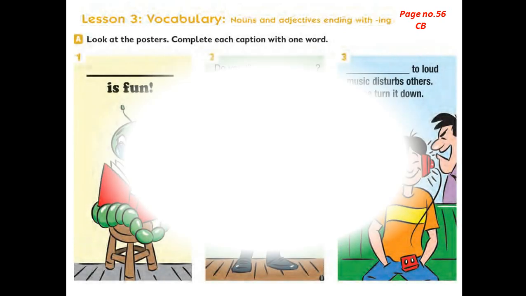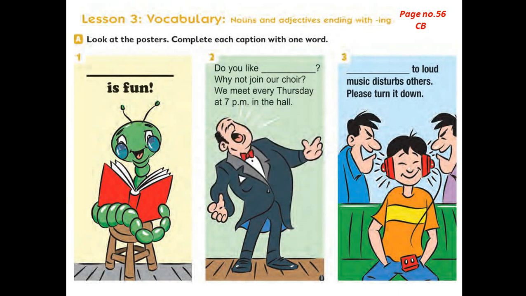Lesson 3, vocabulary, nouns and adjectives ending with ing. Page number 56, course book. Open your course book, page number 56. We have Lesson 3. Let's start with section A. Look at the posters. Complete each caption with one word.